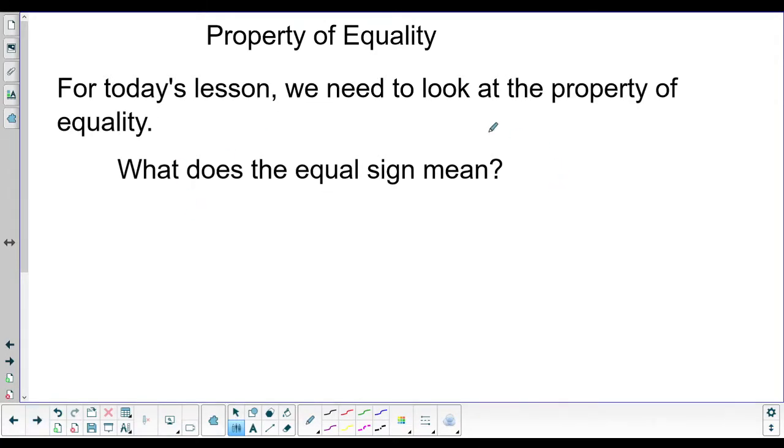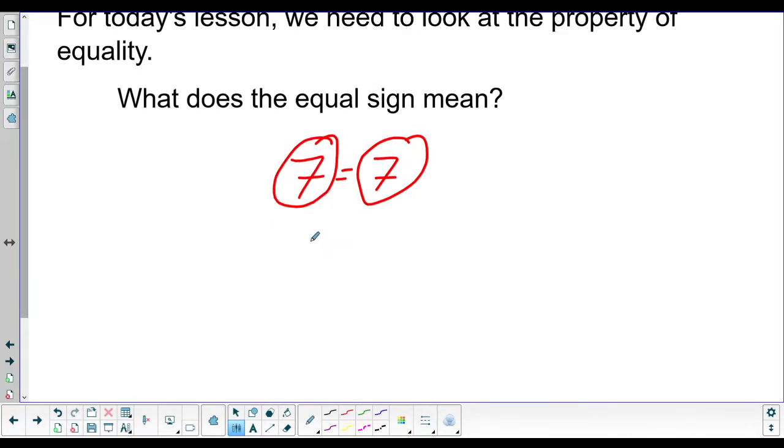For today's lesson, we need to look at the property of equality. What does the equal sign mean? If I say 7 equals 7, that's pretty obvious, right? The number of things here is the same as the number of things here. But what does it mean if I say 3x equals 6? Well, it still means the number of things here are equal to the number of things here, but it's saying that even though they don't look the same, they are the same, and I can compare the two sides.